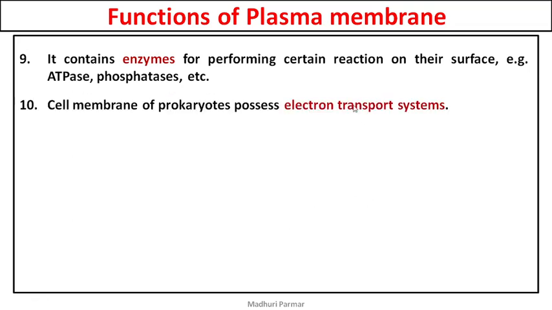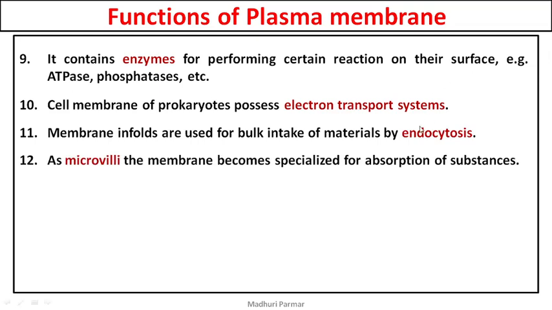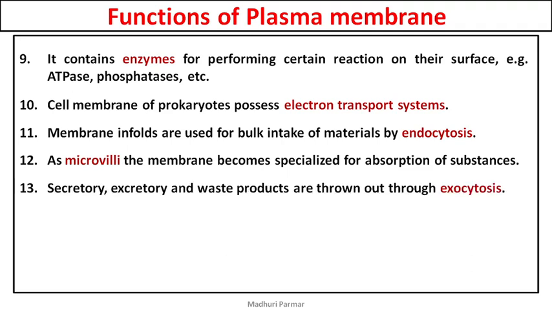Cell membrane of prokaryotes possesses the electron transport system. Because prokaryotes do not have separate mitochondria and chloroplasts, their cell membrane is the place where these electron transport systems are active. Membrane enfolds are used for bulk intake of material by endocytosis. We saw the 2 types, phagocytosis and pinocytosis. And as microvilli, the membrane becomes specialized for absorption of substances. Microvilli increase the surface area, and as the surface area increases, more and more substances can be absorbed.